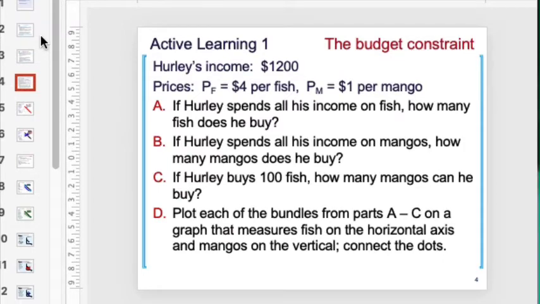So this first learning activity is basically about making a budget constraint. If you look at this, it says that this person has an income of $1,200, and using the $1,200 he has to decide how many fish to buy and how many mangoes to buy. So these four activities are going to help you actually come up with a budget constraint.